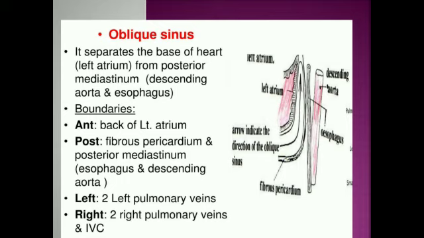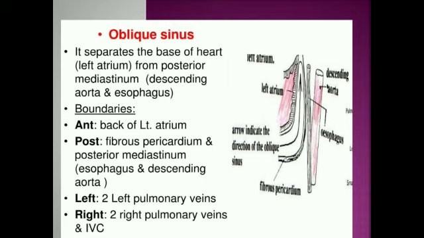Where is the location of the oblique sinus? It separates the base of the heart, the left atrium, from the posterior mediastinum. You know the posterior mediastinum now. So imagine the left atrium and the posterior mediastinum. Between those two, you see the oblique sinus.